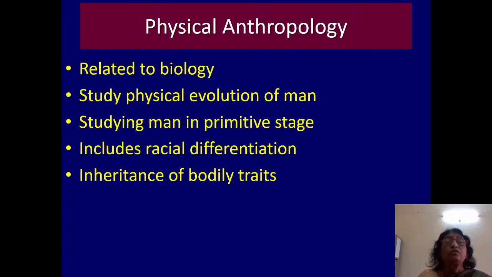So coming to physical anthropology, physical means physical structure. So it is related with biology and the social surroundings of man, and studying in the primitive stage, which includes things like what the different races are, what the differentiation was, and what the inheritance of our body traits is. Do you all think that it is very much related to health? Yes, genetic disorders are all related to inheritance of our body traits.